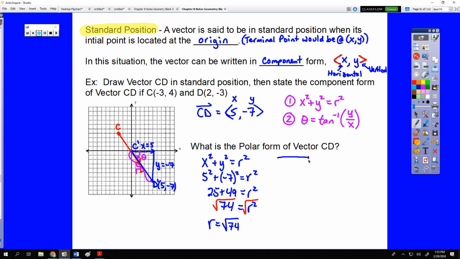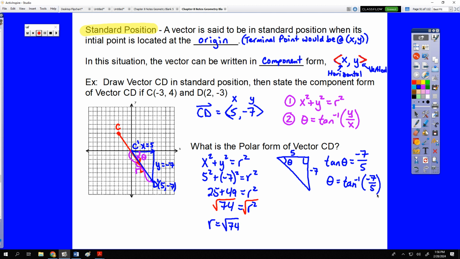As for theta, again, we've got that triangle where x is 5, y is negative 7, and we're being asked to find theta. Well, here in Chapter 8, we have discussed how that would be a tangent problem. Tangent would be opposite over adjacent. And then if we want theta, not tangent theta, then we would take the inverse tangent of each side. So theta would be the inverse tangent of negative 7 over 5.